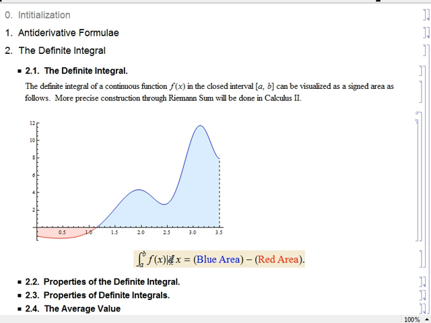Easy understanding, coming from easy visualization. Great, but then again, how am I going to calculate this thing? That's the difficulty related to the definite integral if you use this path.